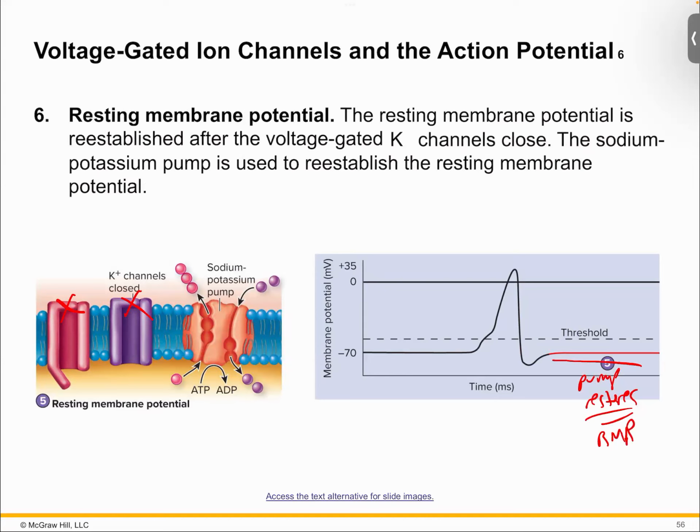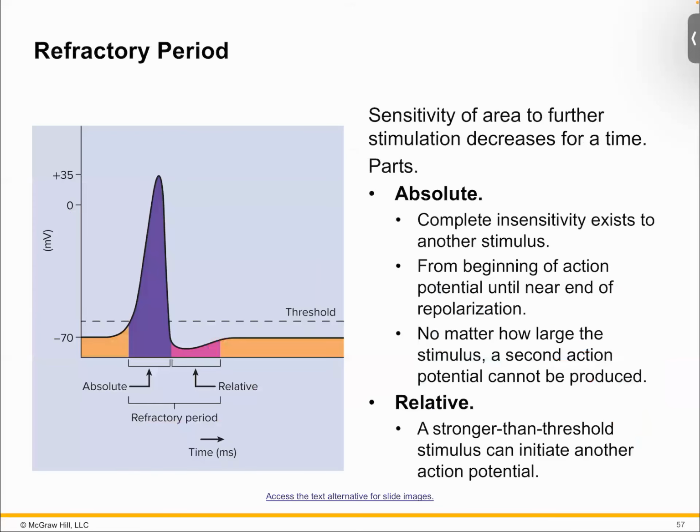So a normal oscillation is to go resting potential to graded potential, hitting threshold, depolarization, then repolarization, then hyperpolarization, and then the potassium gates close. Now everybody's closed, and it's just the pump that brings it back to resting membrane potential.